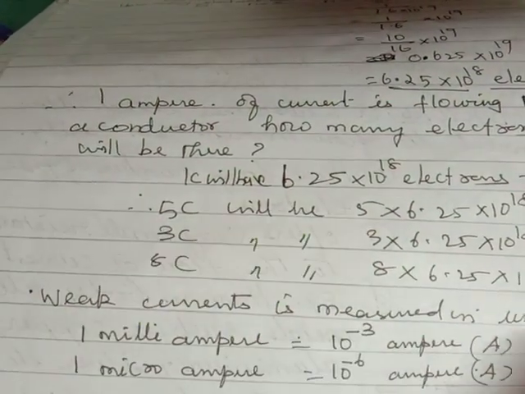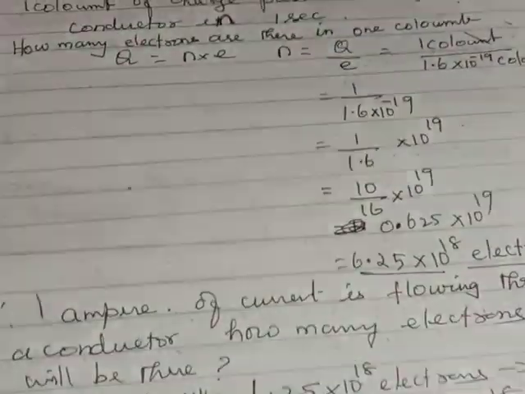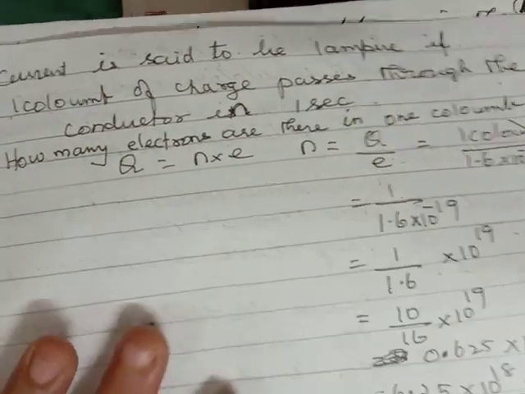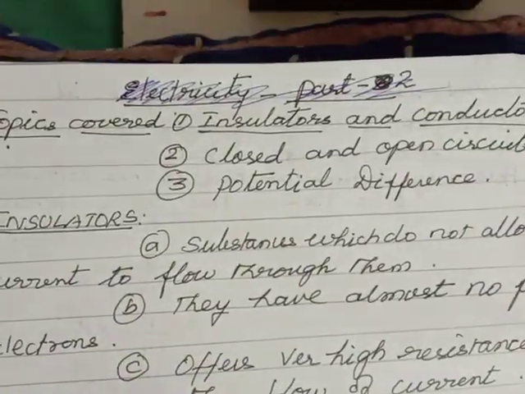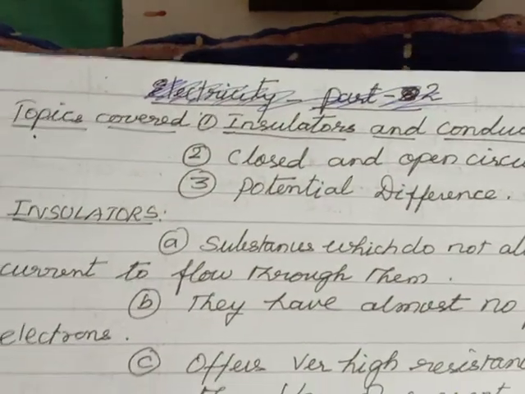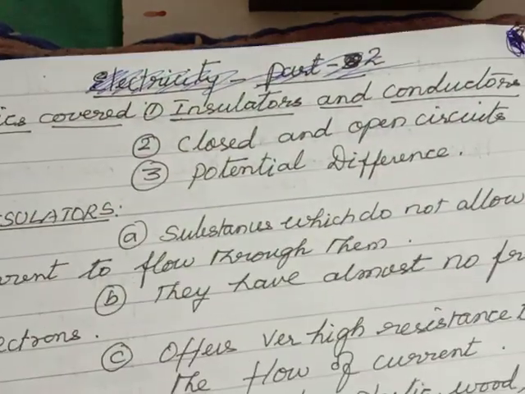This also you better learn. Sometimes a 2-mark question can arise from here. So with this we are completing the concept of charge on electrons. Next we are going to a very interesting concept, easy and very reachable to you. It is about insulators and conductors.